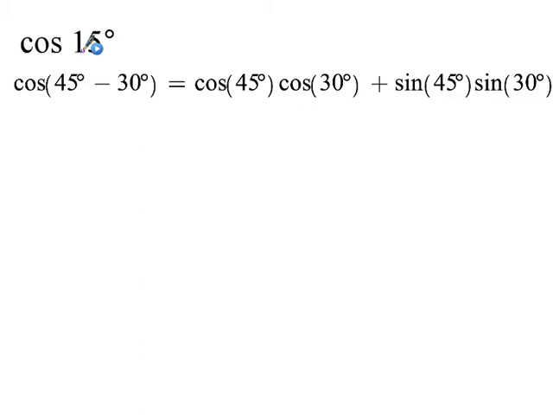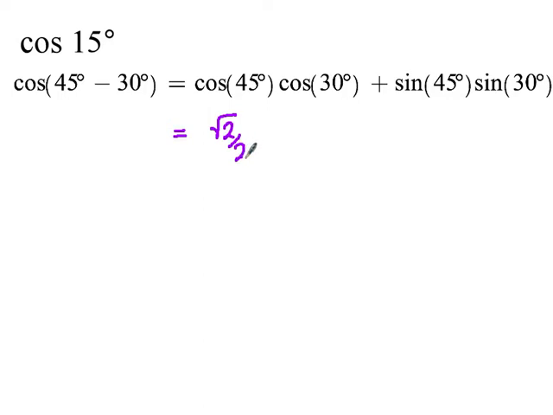Okay, remember with cosine you do the opposite sign. So I'm going to add, and then sine of 45 times sine of 30. Okay, so remember with cosine the signs are opposite. So all I need to do now is plug in what I know. What's the cosine of 45?